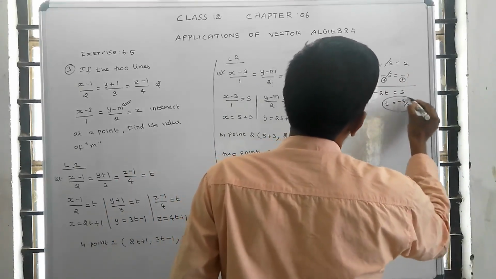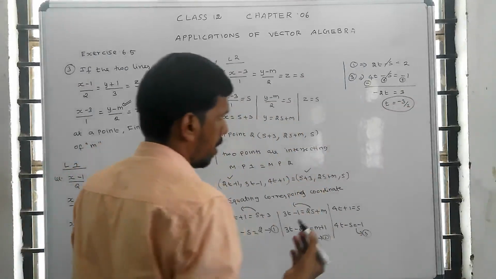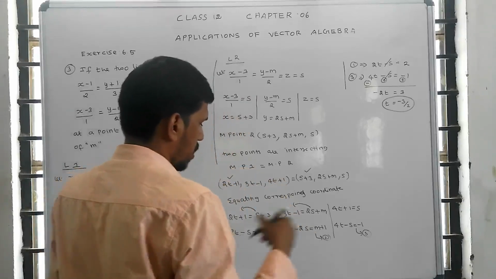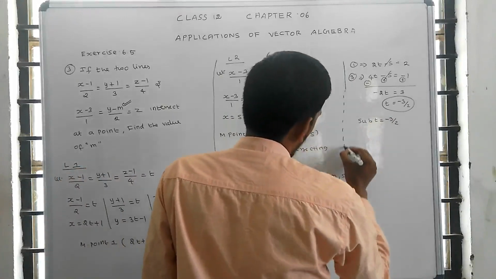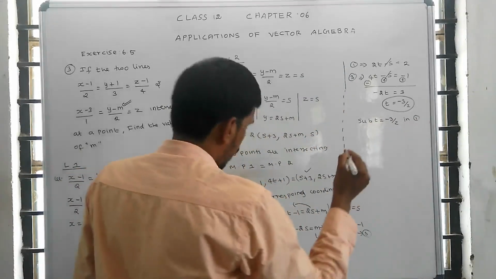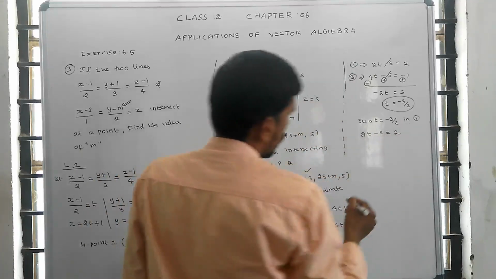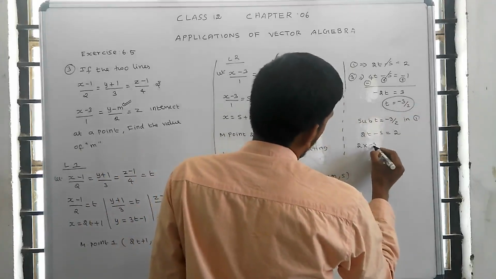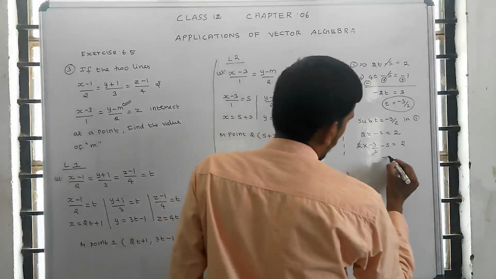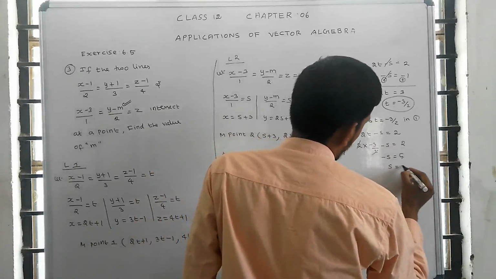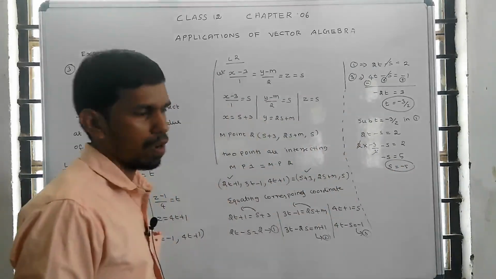We found the value of t. Substitute it into equation 1 to get s. Substituting t equal to minus 3 by 2 in the first equation: 2t minus s is equal to 2. So 2 into minus 3 by 2 minus s is equal to 2; the 2s cancel, minus 3 minus s equal to 2, so minus s equal to 5 and s is equal to minus 5.